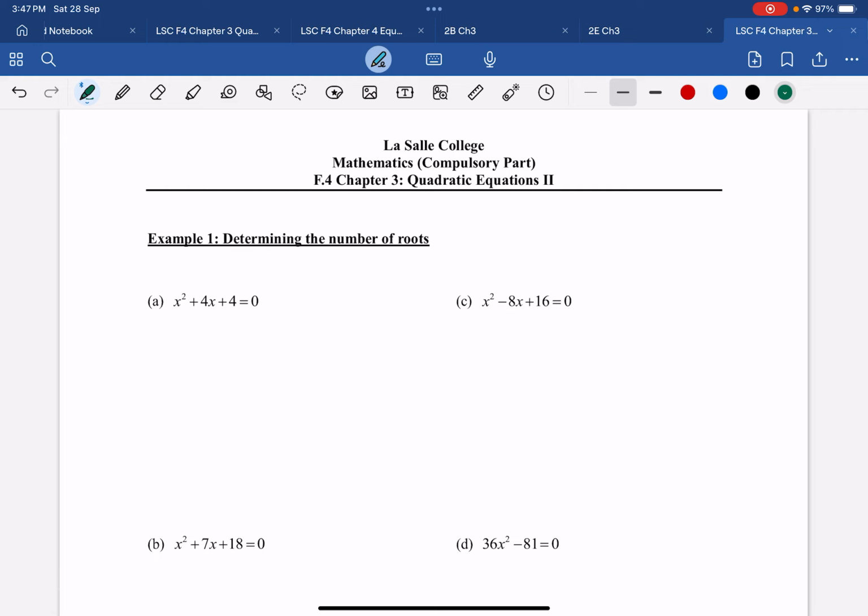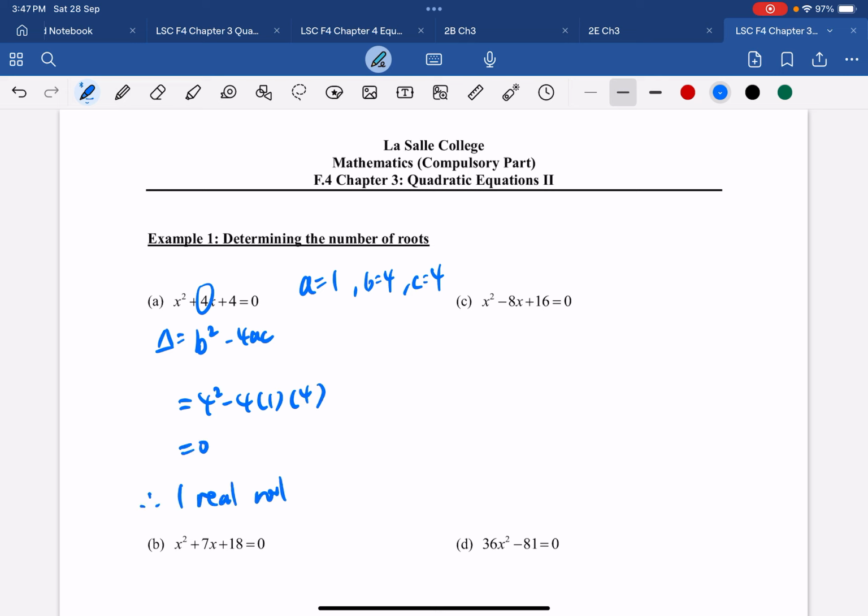Example 1. Determine the number of roots of the following equations. So we find the value of delta. For part A, delta equals b squared minus 4ac. This time a is 1, because 1x squared, b is 4, and c, which is the constant term, is also 4. So delta equals b squared minus 4ac. Plug in the numbers, then you will get 0, which means it only has one real root.